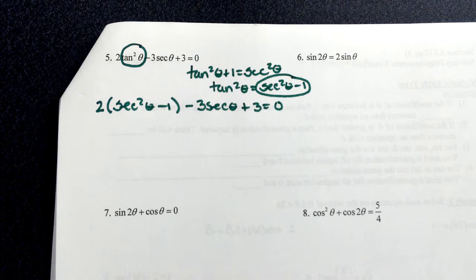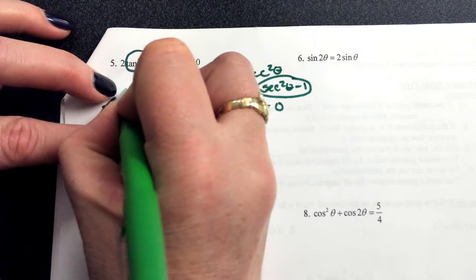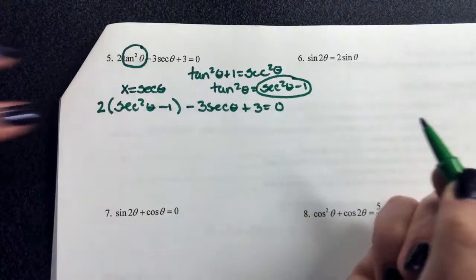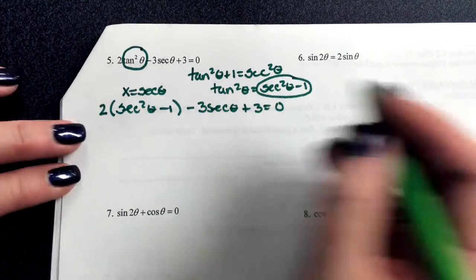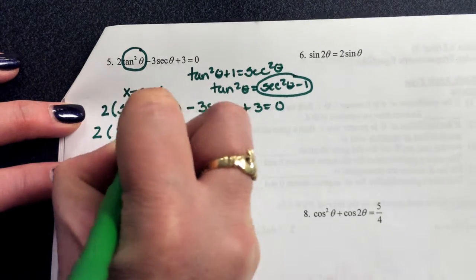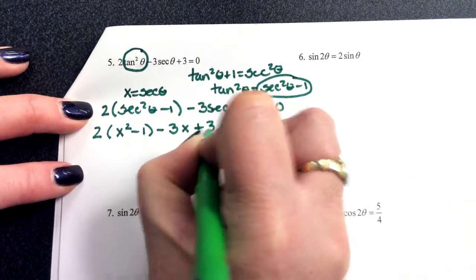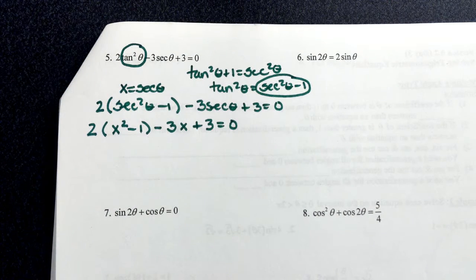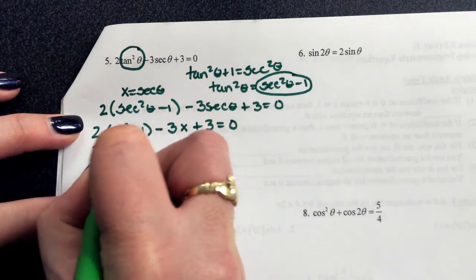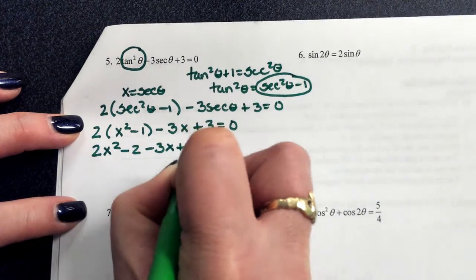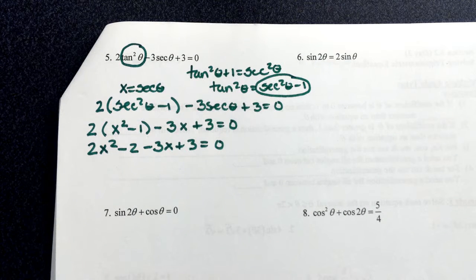Any questions on that substitution that I did? Like I said, to get you through the algebra, do that substitution: take out the secant and replace it with an x. So I can rewrite this as 2 times x squared minus 1, minus 3x plus 3, is equal to 0. What's going to be your first step here? Distribute. Any questions on where I got the 2x squared minus 2 from? Then what?